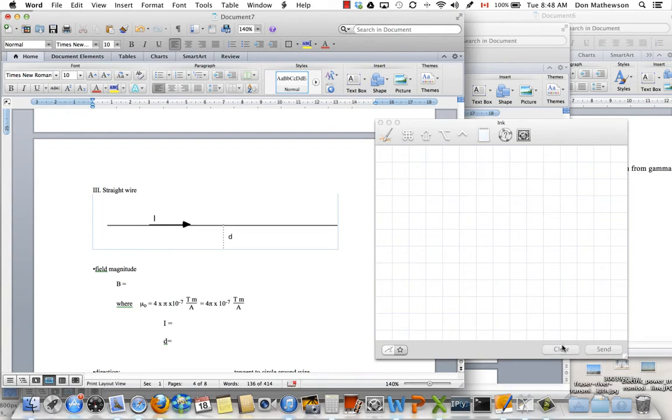Now we're interested in being able to calculate the field for simple geometries. The first one of interest is the straight wire. It turns out that the magnetic field for a wire is given by this expression. Mu naught, which is a magnetism constant, this is its value here, 4 pi times 10 to the minus 7, multiplied by the current in amperes, divided by 2 pi times the distance r, or d here, away from the wire. So this is how to calculate the magnetic field intensity for a wire.